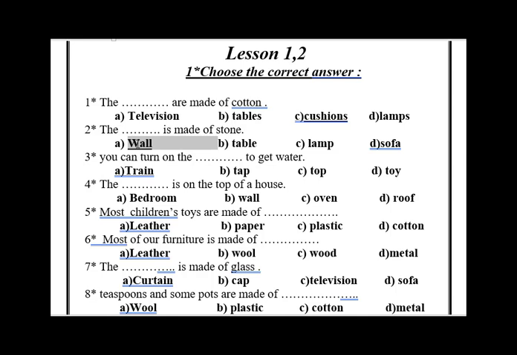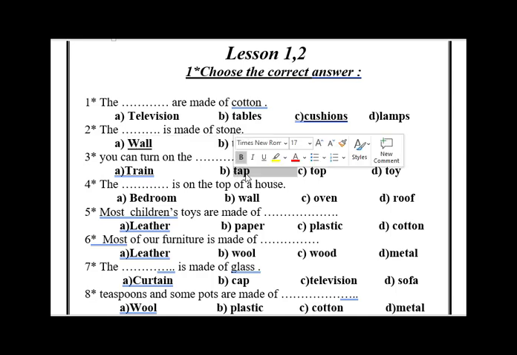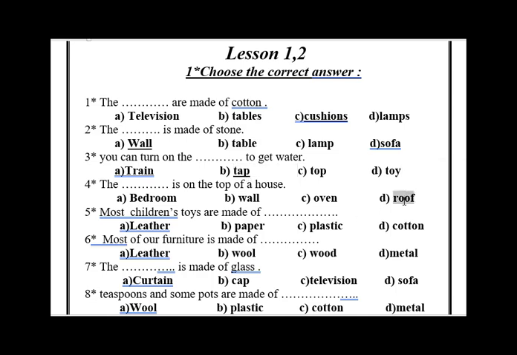Number 3, you can turn on the to get water. So train, tap, tub, or toy. I think you know this. So you can turn on the tap to get water. Number 4, that is on the top of the house. So the bedroom, the wall, the oven, or the roof. And I must say the roof is on the top of a house.